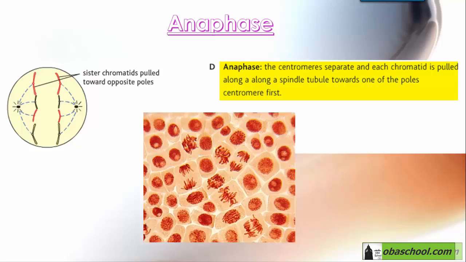separate, and every chromatid is going to be pulled along one of the spindle fibers towards one of the poles of the cell. So, chromatids of the same chromosome are going to separate from each other and they're going to migrate to different poles of the cell.